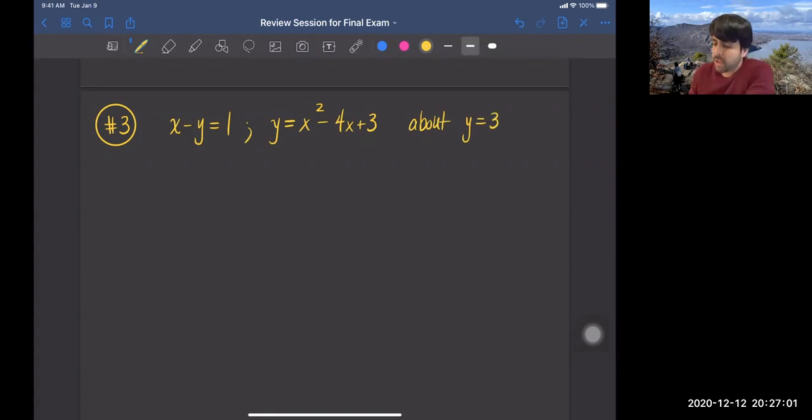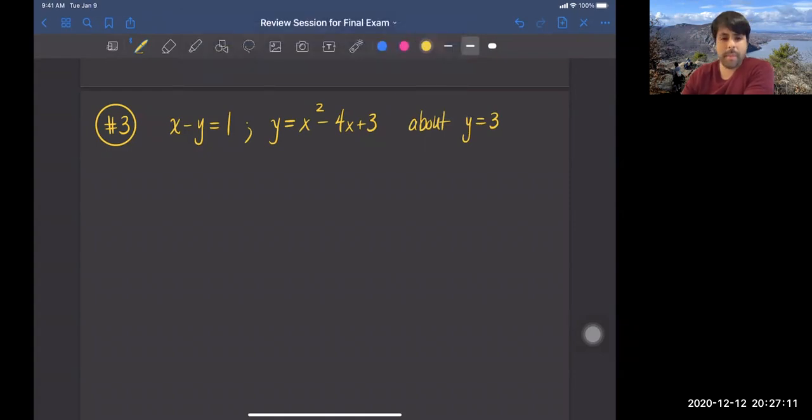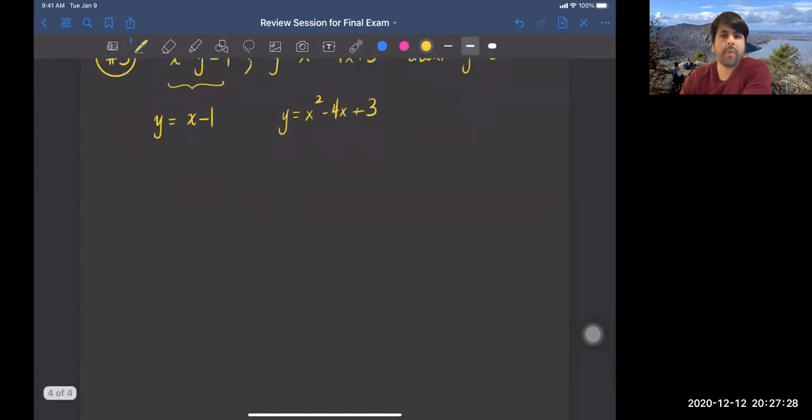Okay. So looks like since we're revolving it around a horizontal axis, what I would do is I would write everything in terms of y. So this is a linear function, and we can clearly see that y is equal to x minus 1. Okay? And then we have y equals x squared minus 4x plus 3. So the first thing we have to do is figure out what are the intersection points. Figure out the sketch. So I got something like this.